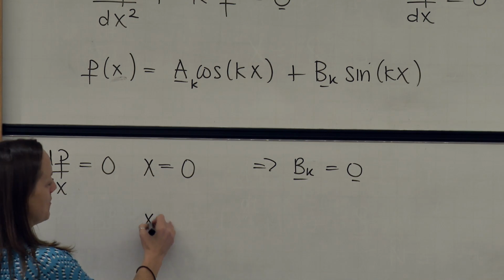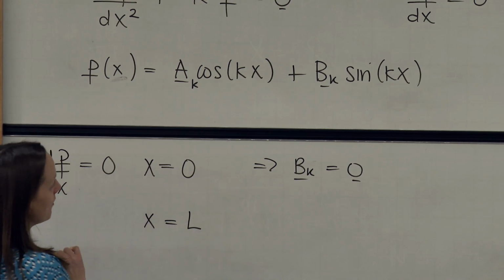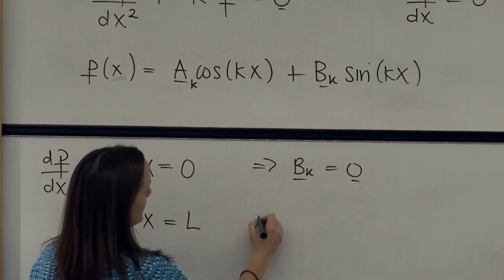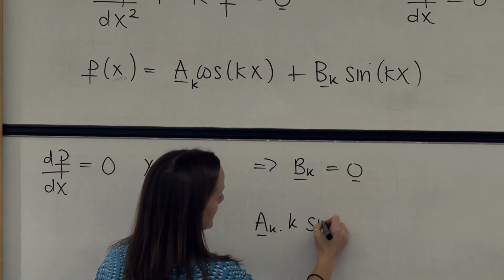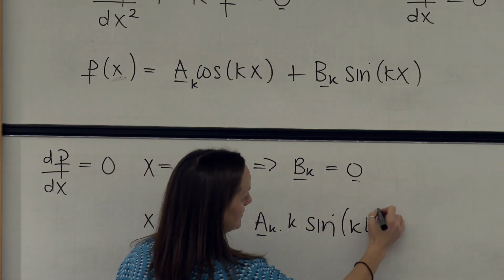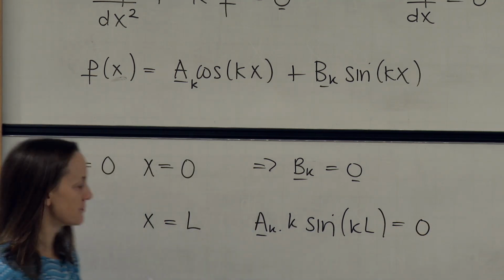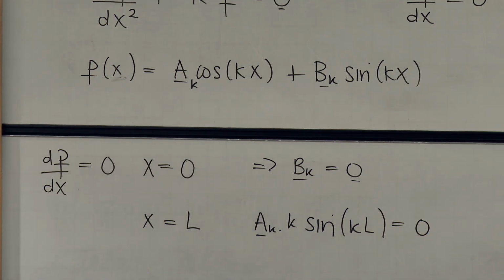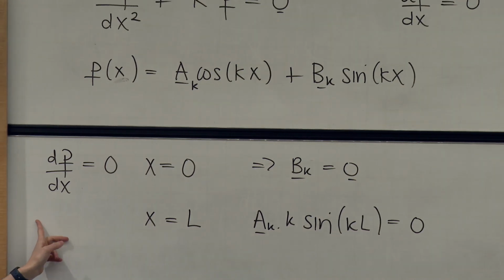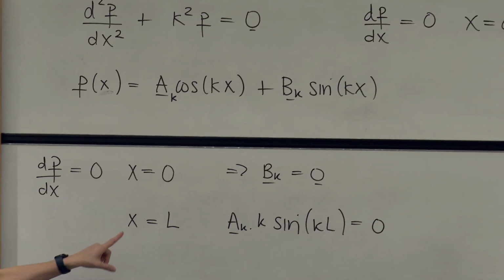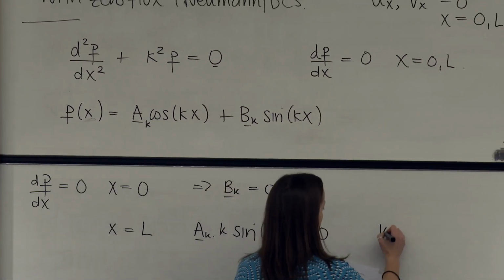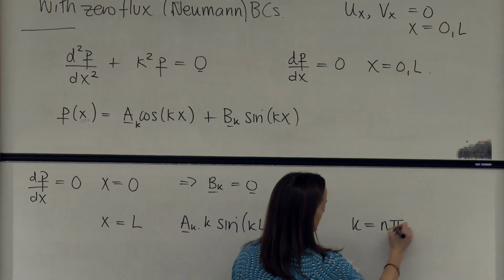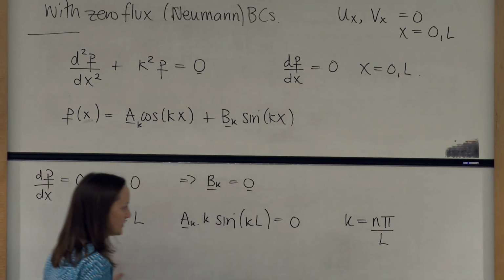And then if I think about what's happening at x equals L, it tells me that a_k times k times the sine of k times L has got to be equal to 0. So that's at x equals L. This is all very similar to what you did in the first year PDEs course when you looked at the diffusion equation or the heat equation. If I want this to be true, that tells me that k has got to be equal to n pi on L.